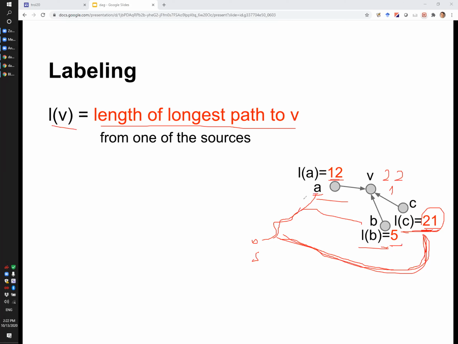Because if you went through A, then the length of the path to V through A would only be 13. The length of the path from S to V going via B would only be 6, because the length of the path from S to B is 5, and you add one extra edge. If you want the longest path from S to V, you should go through C, and the label of V will be larger than the label of C by 1, because we use one extra edge. These are unweighted graphs, so all the edges have weight or length 1. And yes, the length of the longest path from S to V will be equal to 22, so the label of V will be 22.